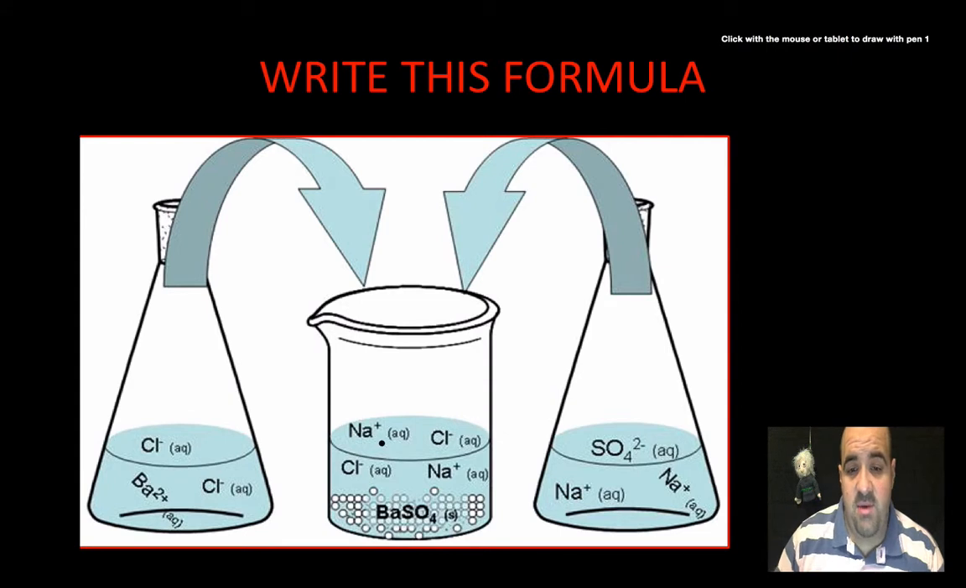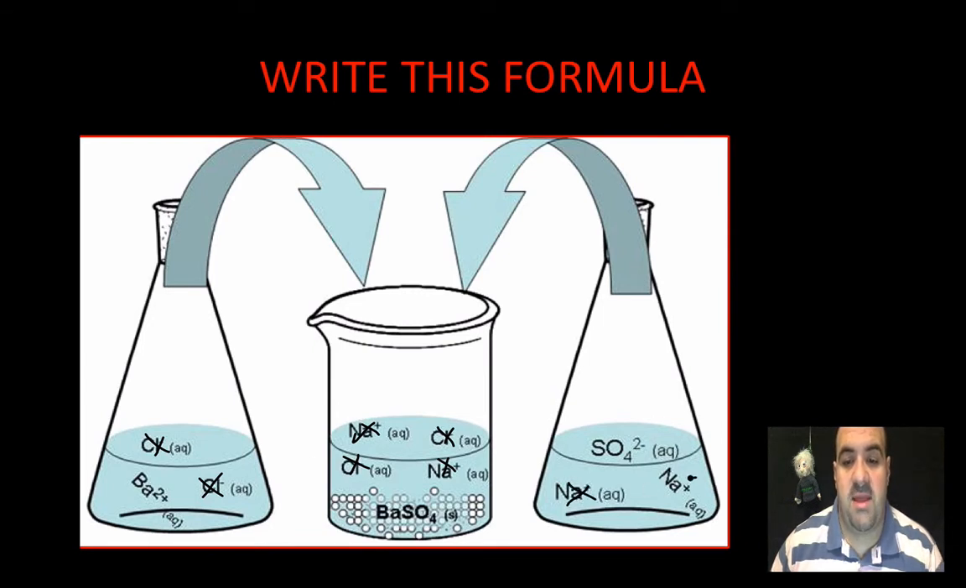When we mix them in here, as it turns out, the Na and the Cl don't do anything. They're spectator ions. They're not reacting. The Na and the Cl spectate. What happens is the barium and the sulfate join together, and they're little solid particles. They form barium sulfate, a solid particle, and that's a precipitate.